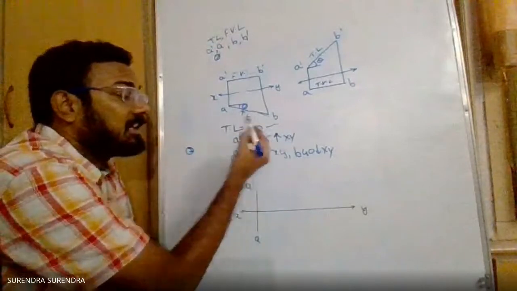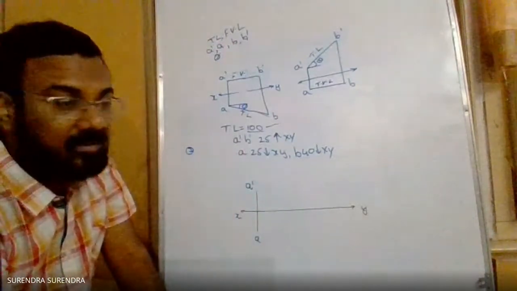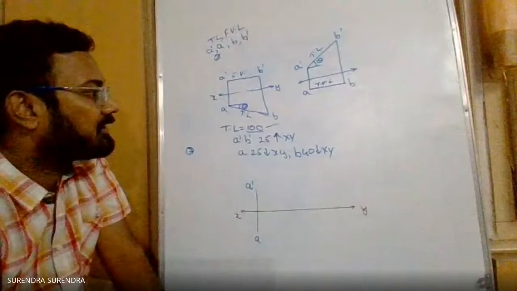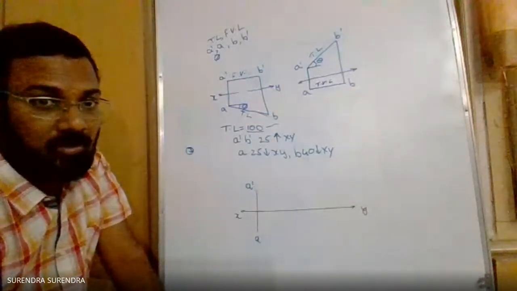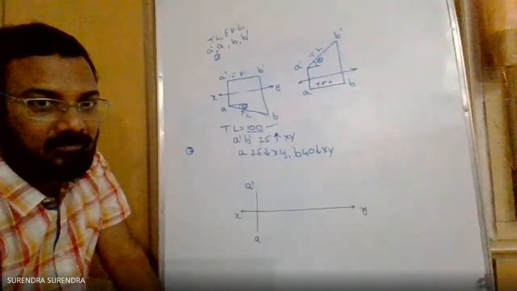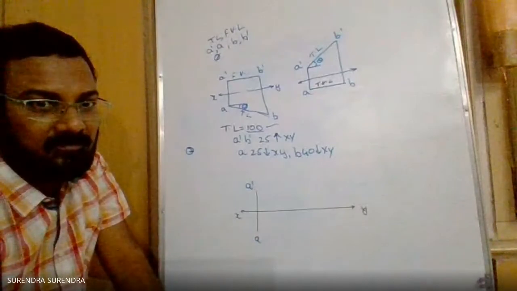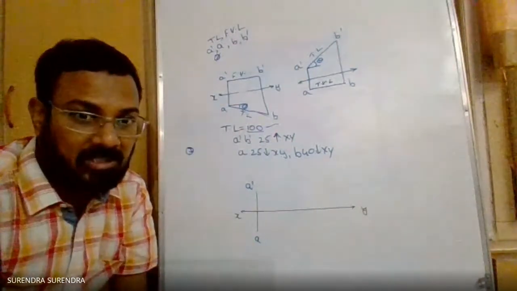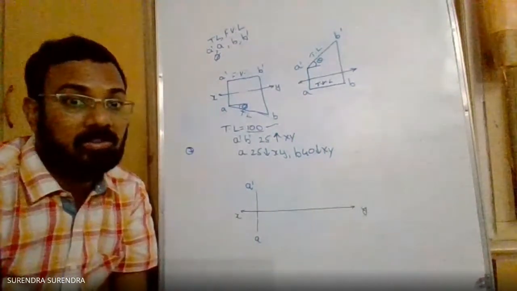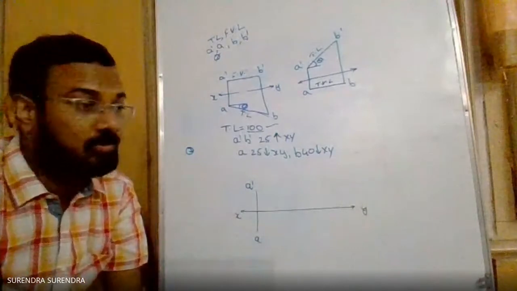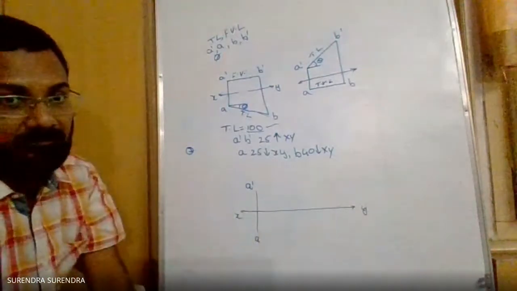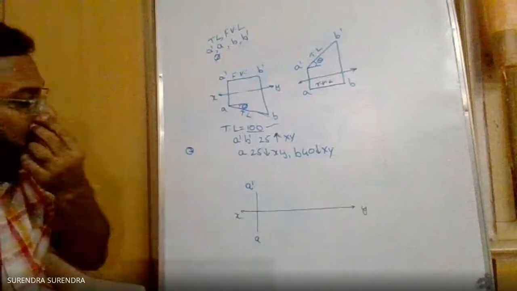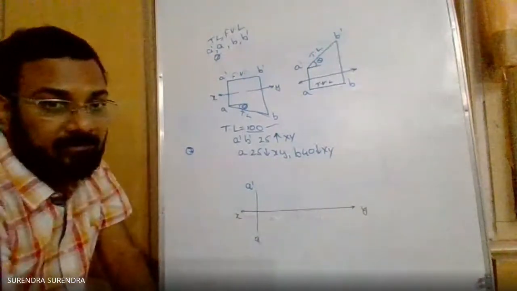True length is 100. And the true length AB, will we get it in the front view or the top view? Top view, sir. As this is a problem relating to inclination with the vertical plane, we can see the true length in the top view. So in the top view we need the true length. For that we should know the end point of B.